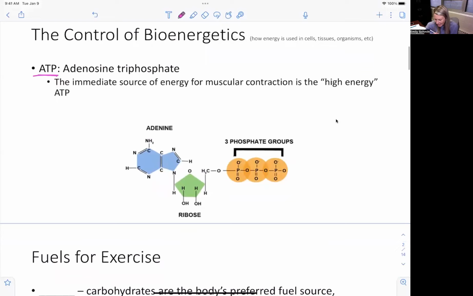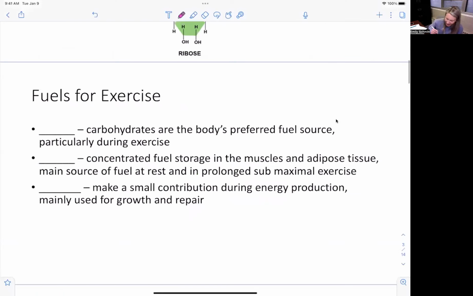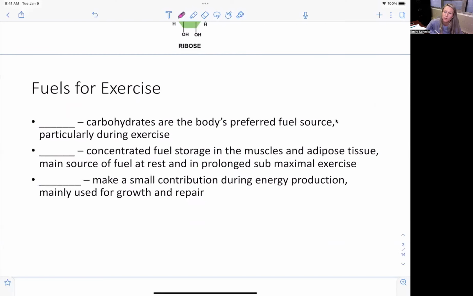So before we get into some of the specifics of that, it's important to understand fuels for exercise. So I kind of gave the answer for this first fill in the blank, but that's okay. Carbohydrates are the body's preferred fuel source, particularly during exercise. Now, we don't directly use food. I mean, food is energy, but it gets converted to ATP, which is kind of our body's currency to actually utilize and produce and then utilize that energy.